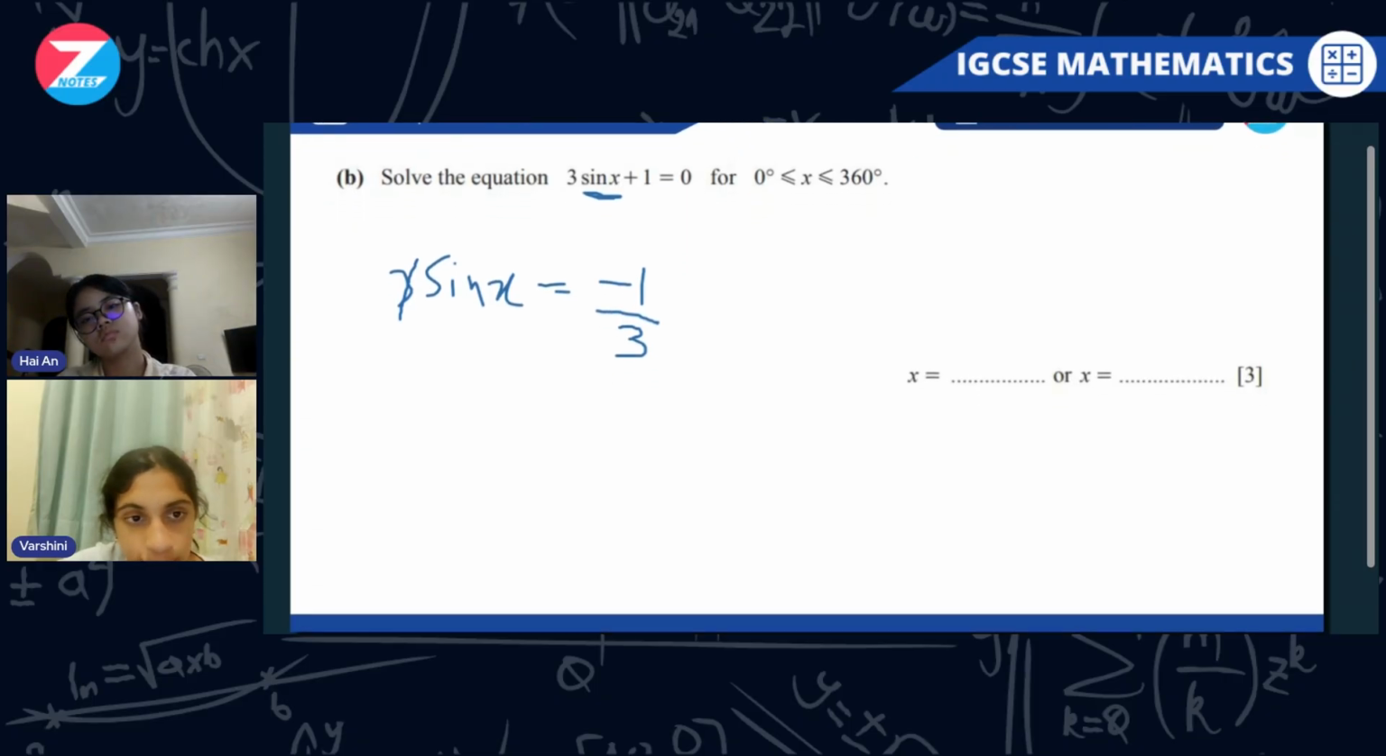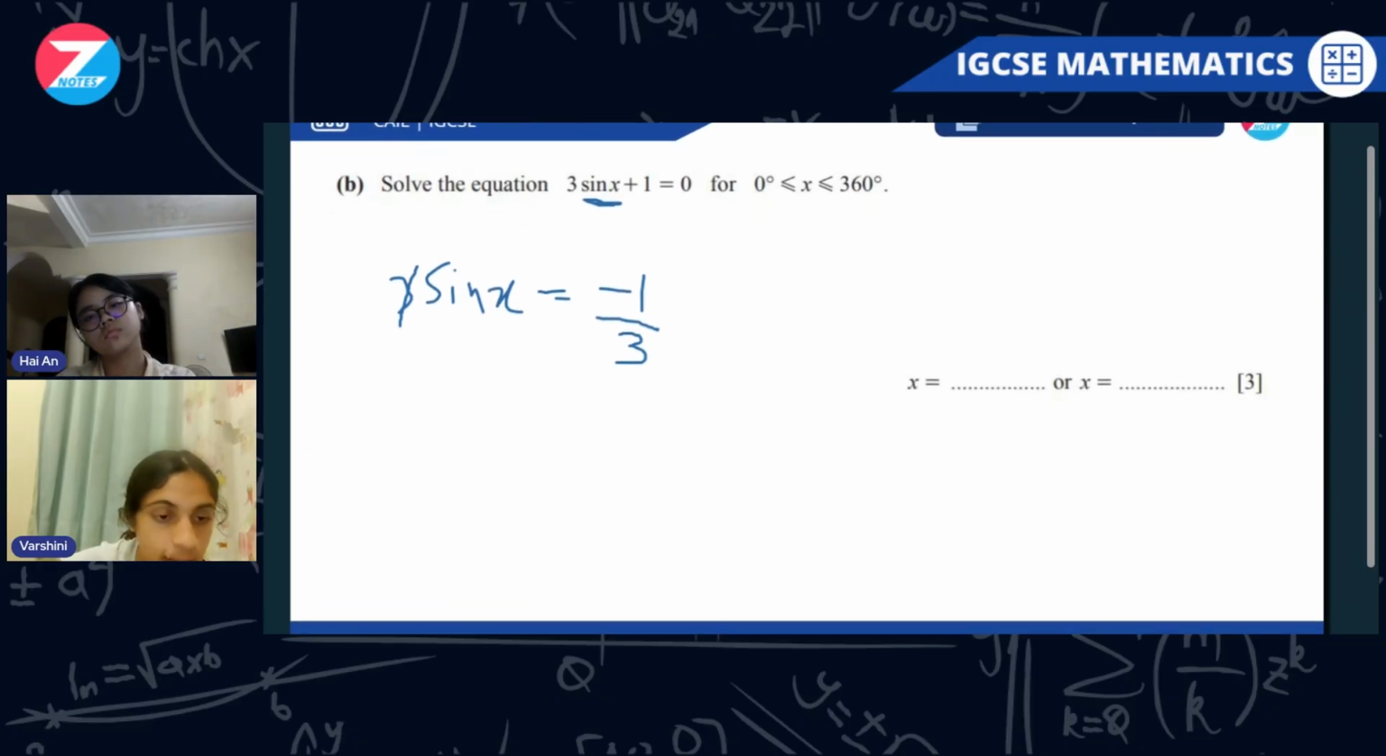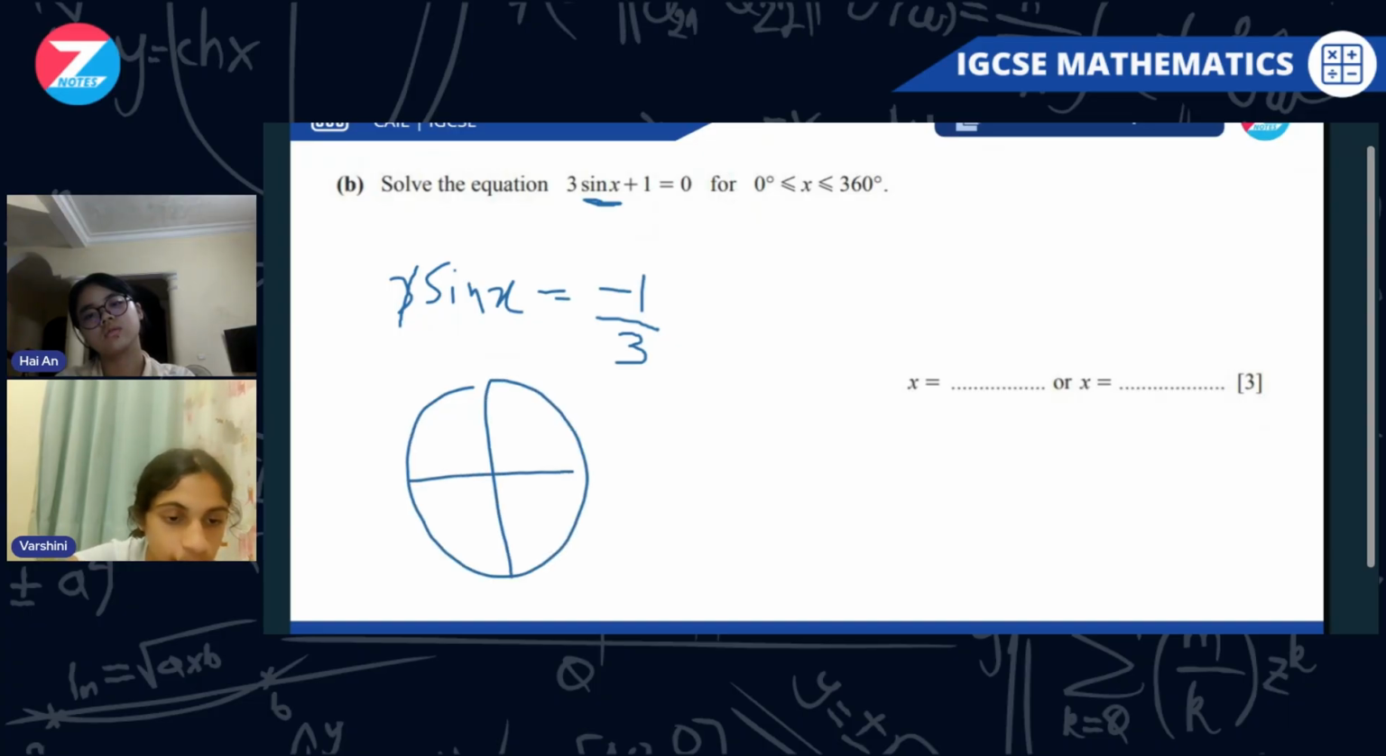Now we know that for these questions, if we look at the unit circle, we have A, S, T, C. An easy way you could remember this is all silver teacups. Over here in the quadrant, we can clearly see that the sine value is negative. We know that only in A and S is sine going to be positive. So in both T and C, sine is going to be negative.